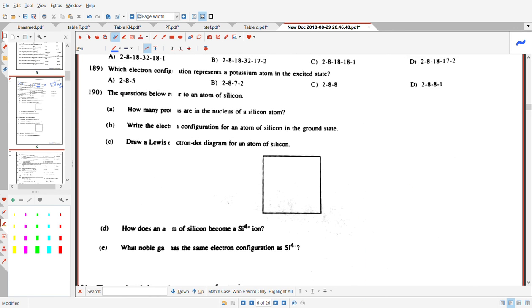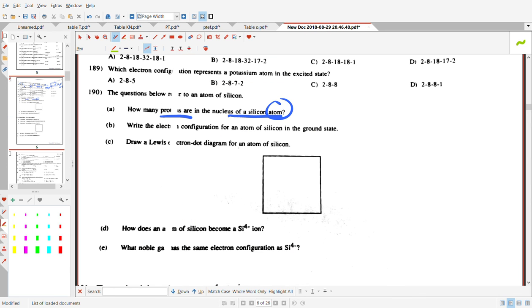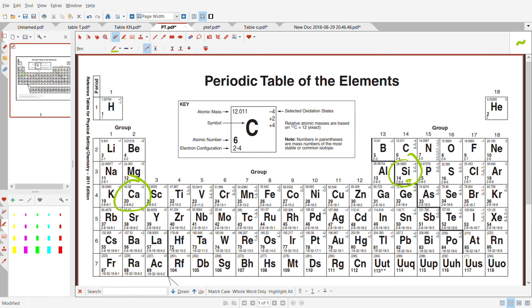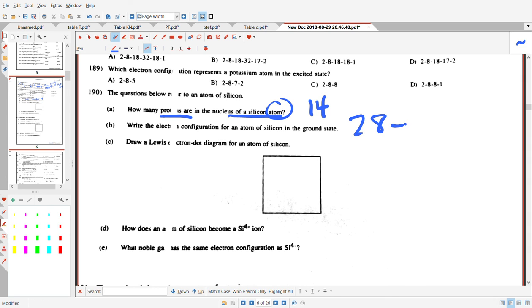Now here, this is just a bad copy, but how many protons in the nucleus of a silicon atom? It says atom, so I'm going to look up silicon, and it says 14, because the atomic number never changes, so it's 14. Now it wants silicon in the ground state, so you literally just copy 2-8-4 right over here. Then it wants the electron dot. Well, the last number tells you how many dots, so I need 4 dots.